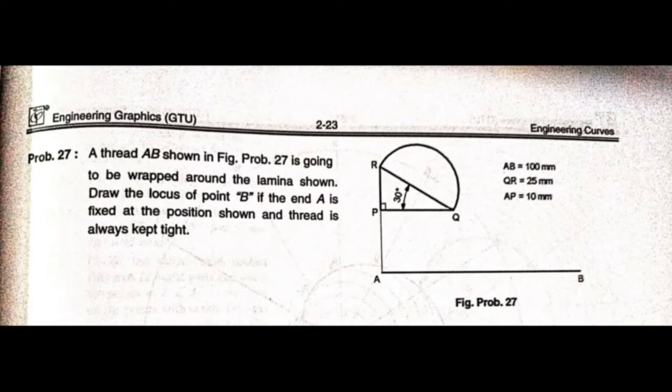Okay, here given the dimension AB is 100 mm. QR distance is also given. QR distance is 25 mm and AP distance is equal to 10 mm. So first we draw this figure.